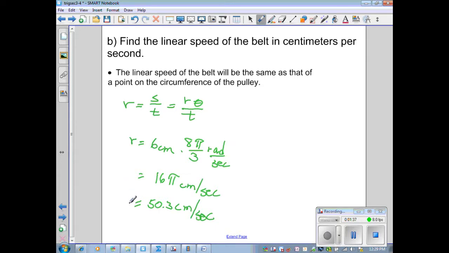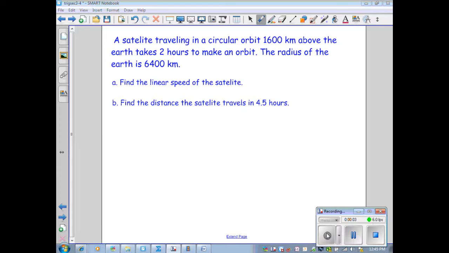In another example, we have a satellite traveling in a circular orbit 1,600 kilometers above the Earth, and it takes 2 hours to make one orbit, or one revolution. The radius of the Earth is about 6,400 kilometers. We have a two-part question, and the first part asks us to find the linear speed of the satellite. But recall, we always need to find theta first. So in our problem, this satellite's going to make one orbit. That is one revolution. Therefore, theta is going to be 2 pi radians.